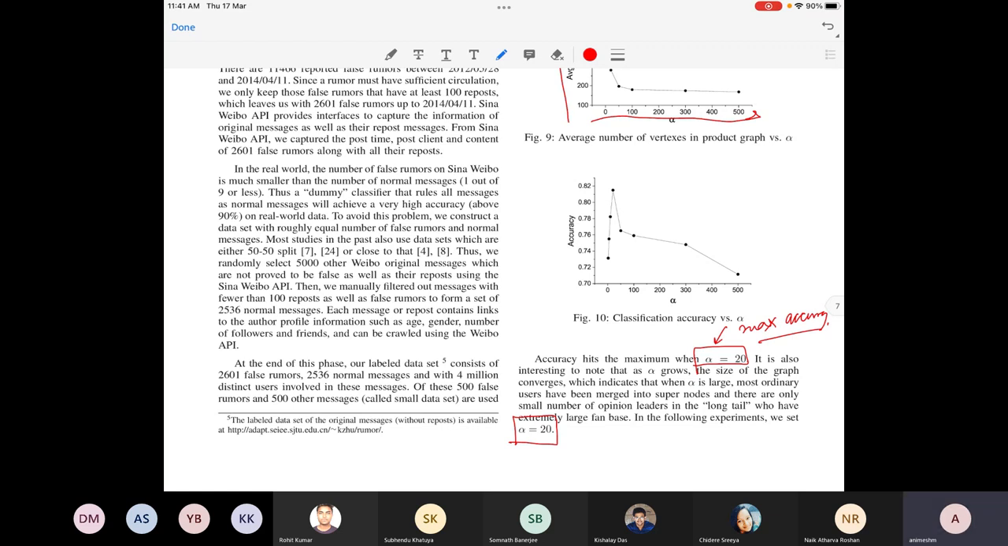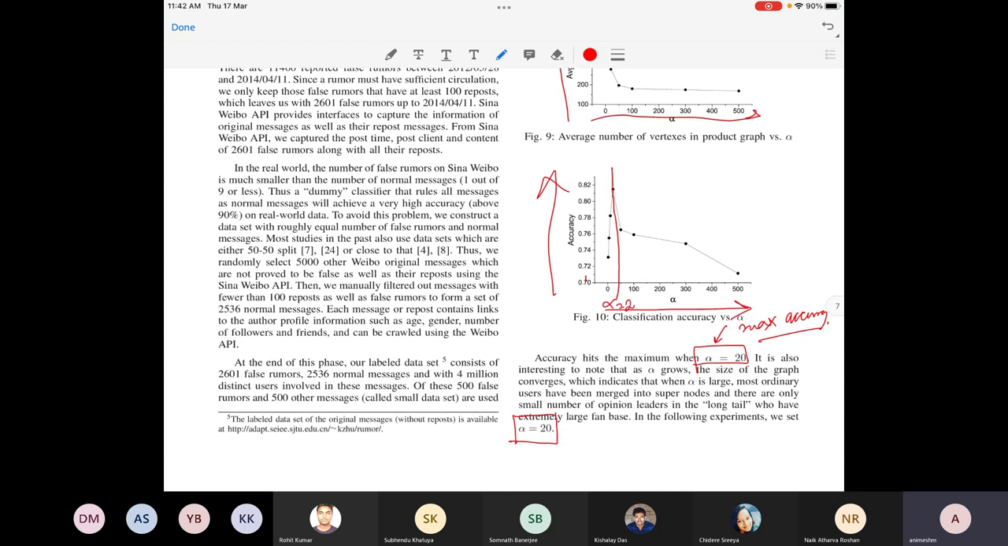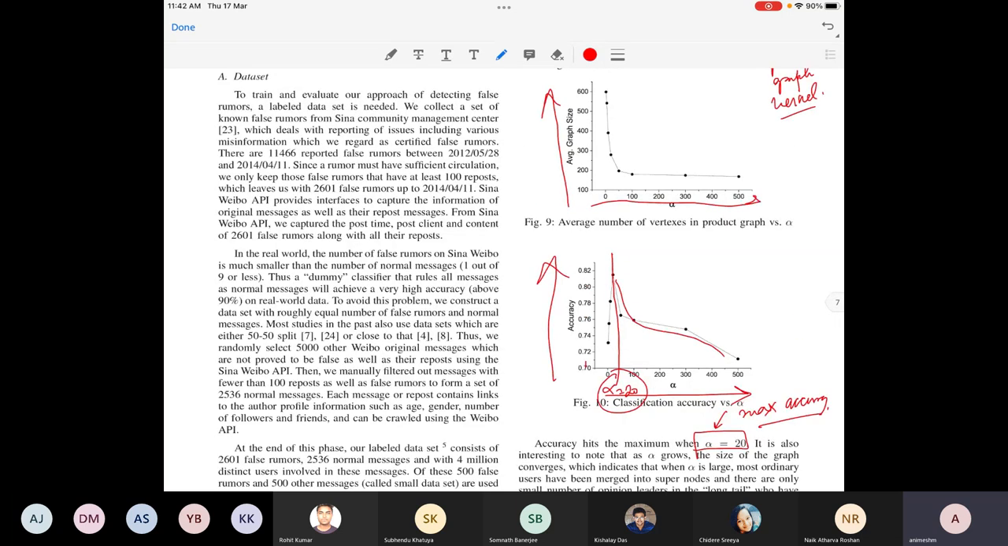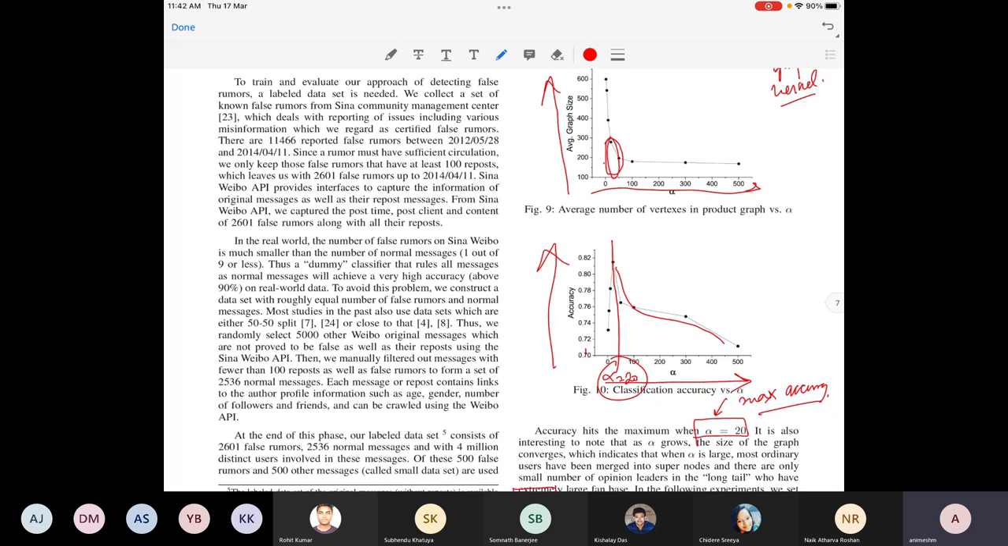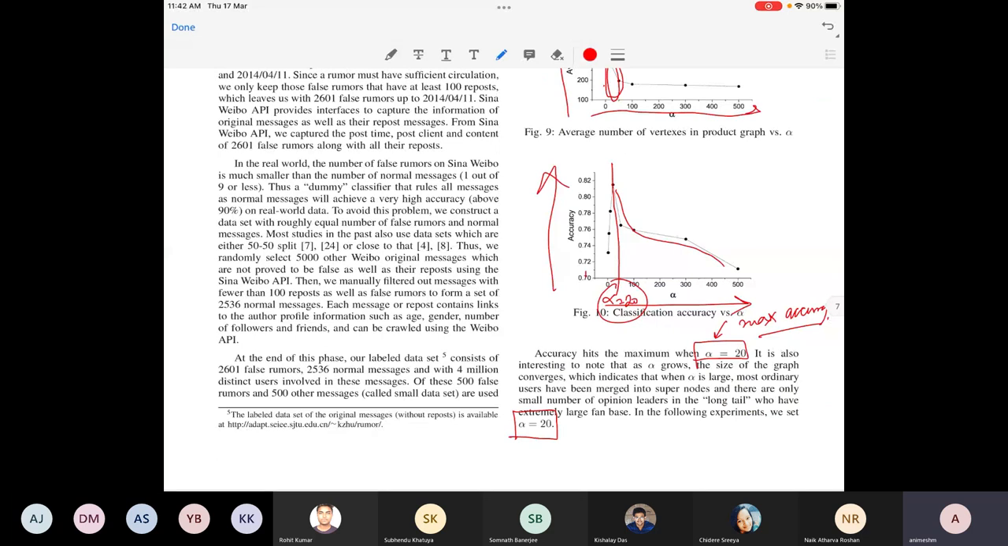So you see, if you go in this direction, this is alpha and this is the accuracy, and after a point where alpha is roughly equal to 20, the accuracy actually drops. Therefore they set alpha to 20 because that gives the maximum accuracy, and at that point the size of the graph is also not very big. I think it would be somewhere close to this, which is manageable, like 100 to 200 nodes. So that was about alpha.